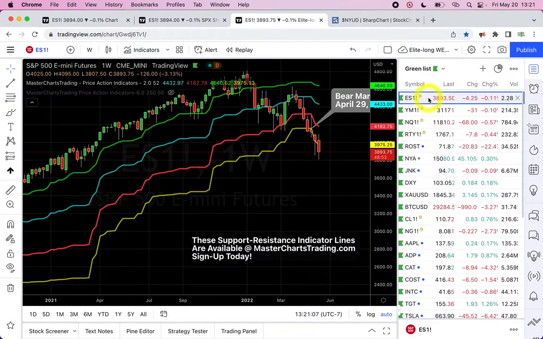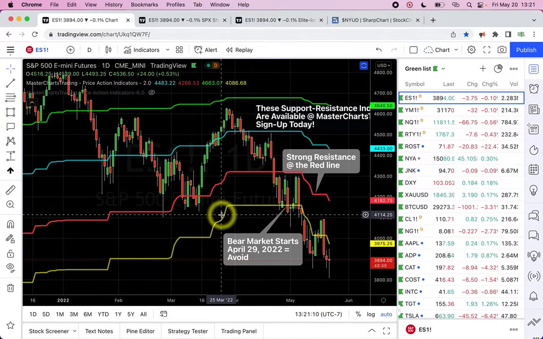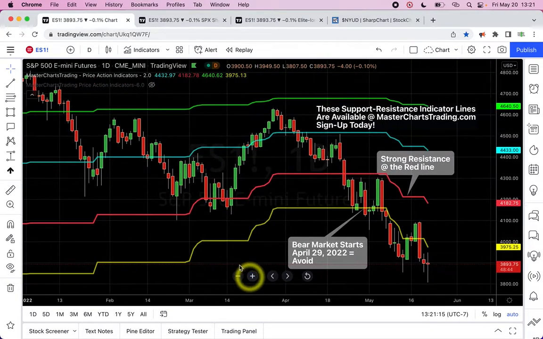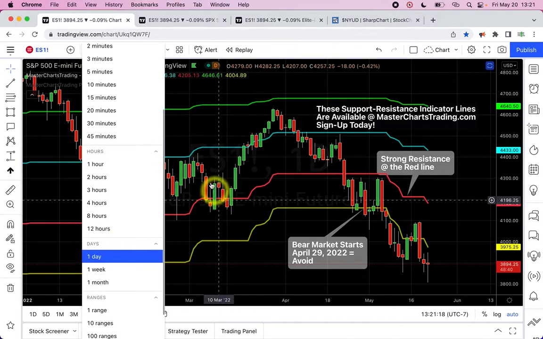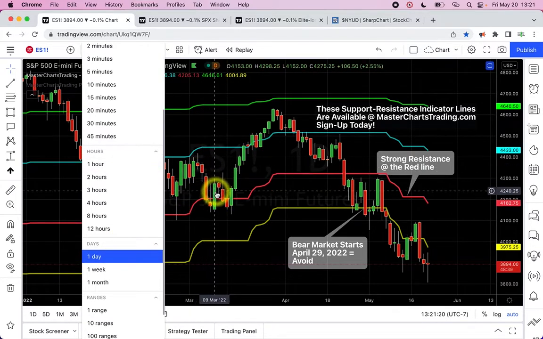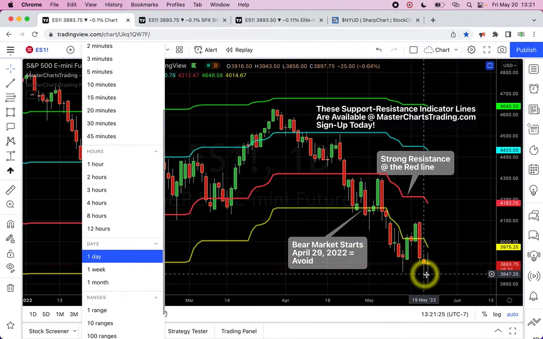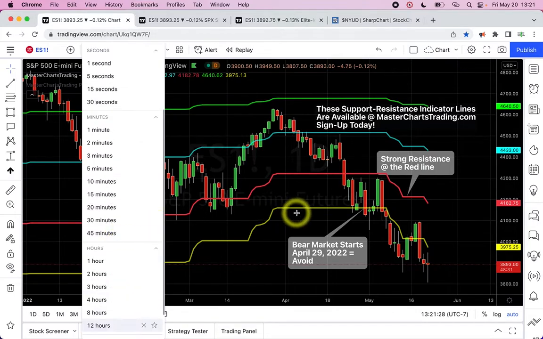Alright, so let's look at the S&P 500. This is a daily chart of the S&P 500. Daily means each of the candlesticks, these red and green sticks, is called a candlestick. So this is 1 day's worth of activity. Notice it says daily, 1 day.